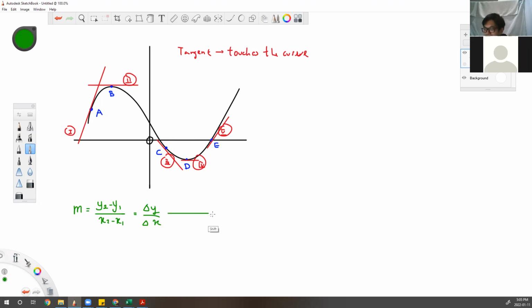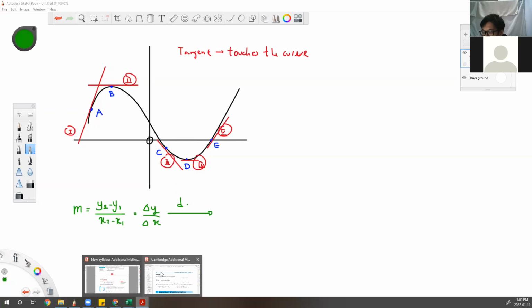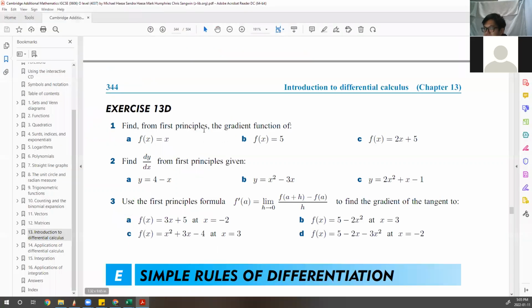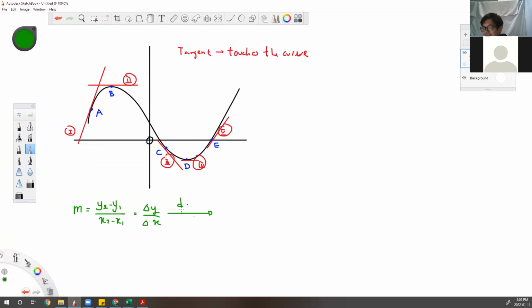So we need the help of differentiation or derivatives, or what you call it in school, in your topic. Differentiation, that's right. So here, the gradient is the differential, right? So it has to be two points very near each other.